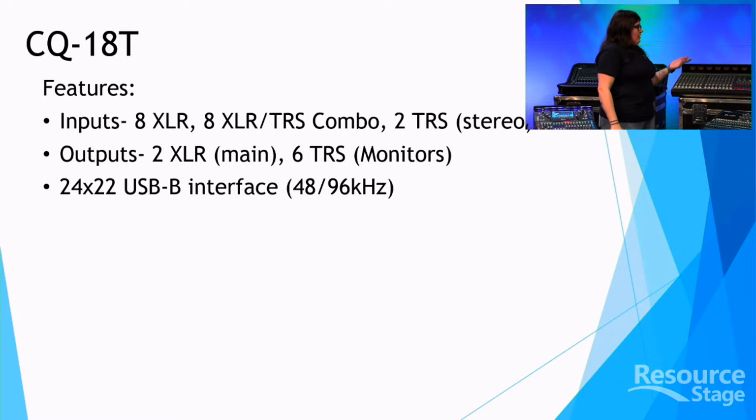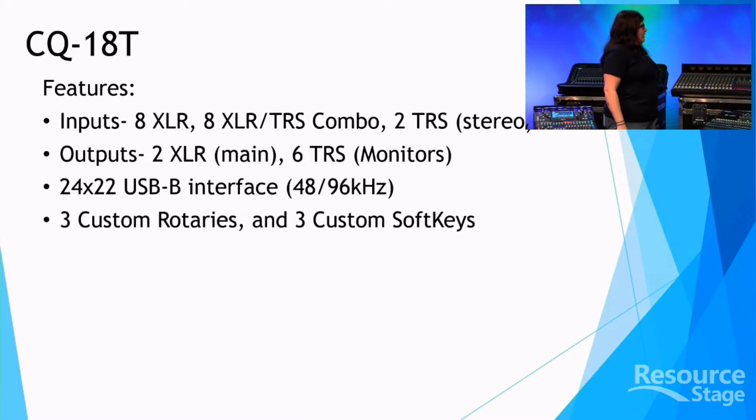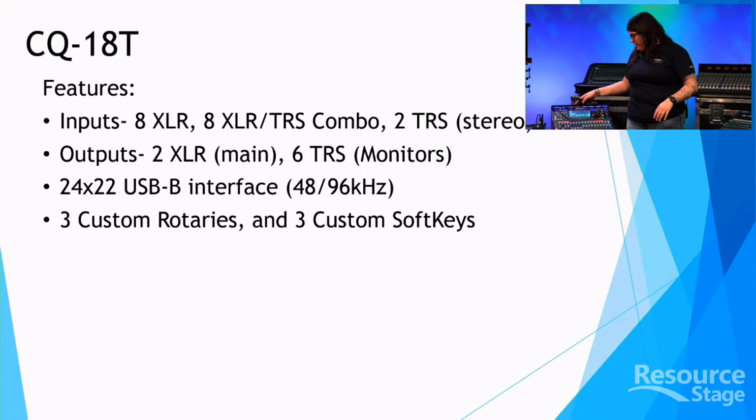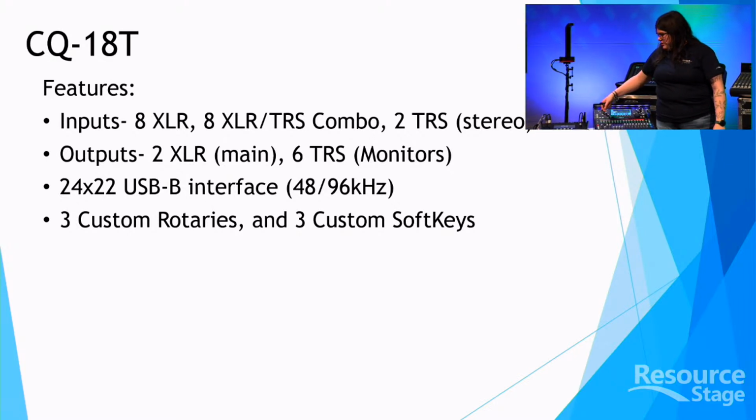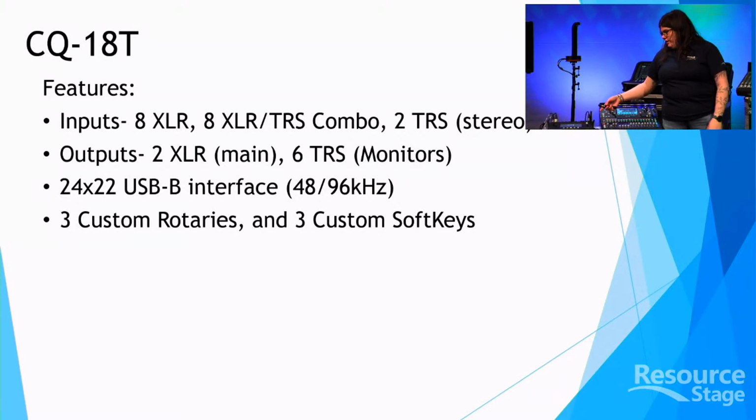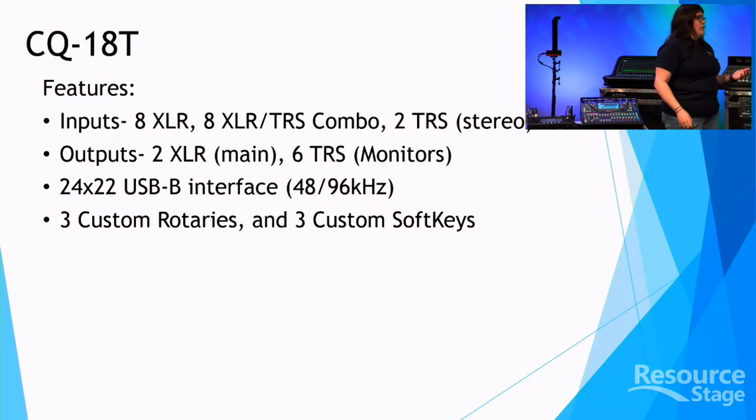We also have a recording interface, so you can see 24 by 22 in comparison, not quite as capable as the SQ, but still quite the comprehensive interface, especially considering the size of the mixer. And then we have 3 custom rotaries as well as 3 custom soft keys. So as Don was mentioning when he was going through the different versions of the SQ, there is also the same idea. Obviously the SQ5, like he mentioned, does not have that, but the larger SQs have programmable rotaries. Same thing on the CQ, is a way to just quickly get around depending on what you're doing.